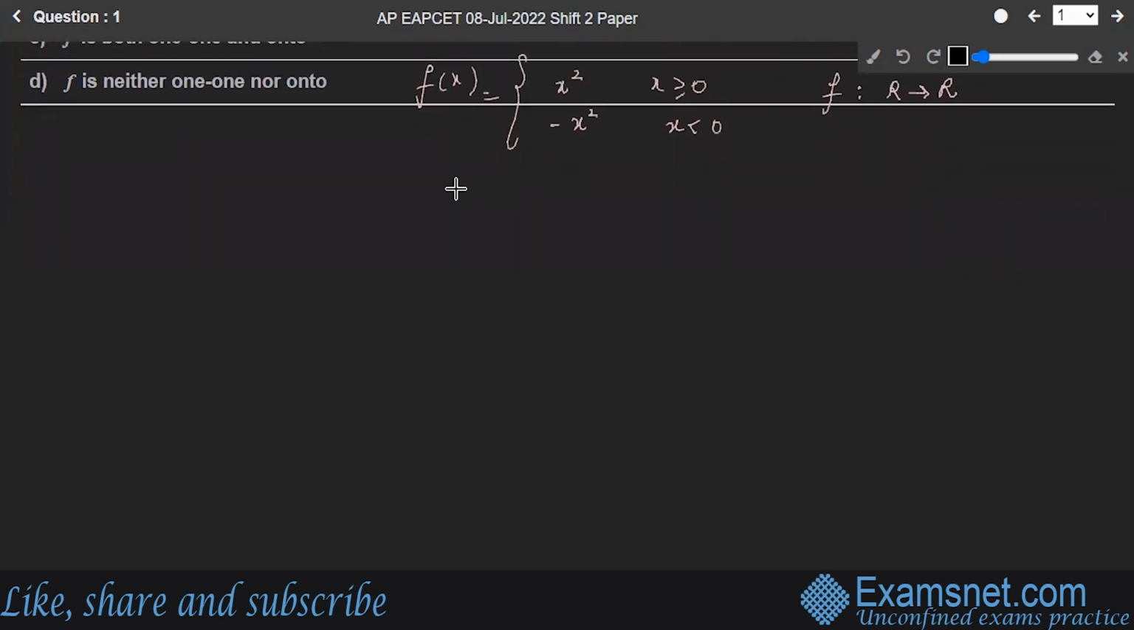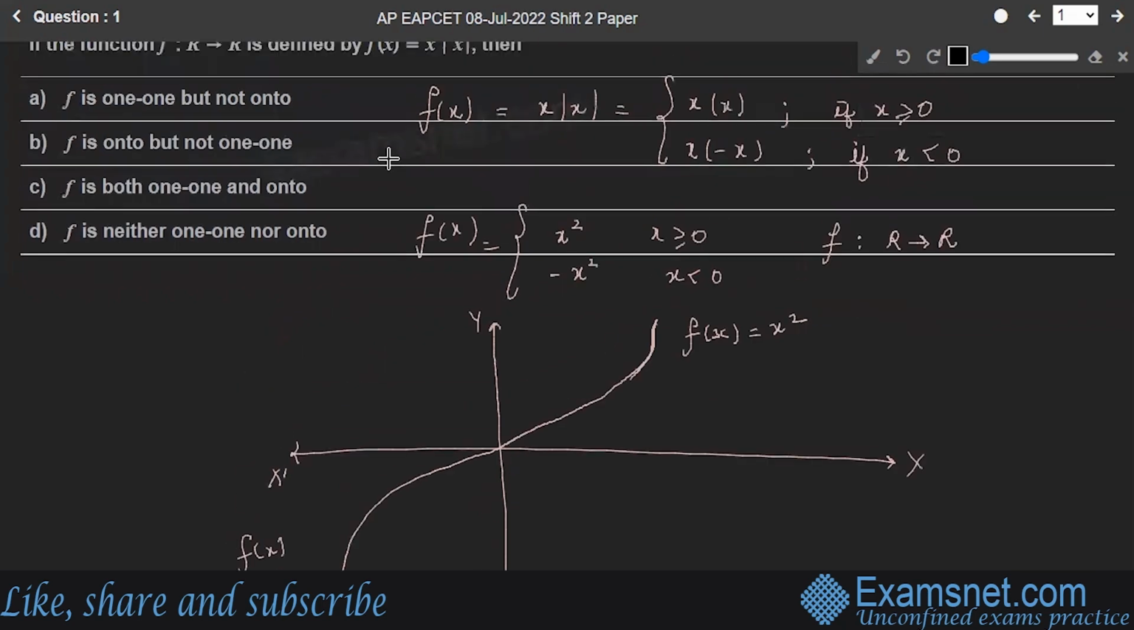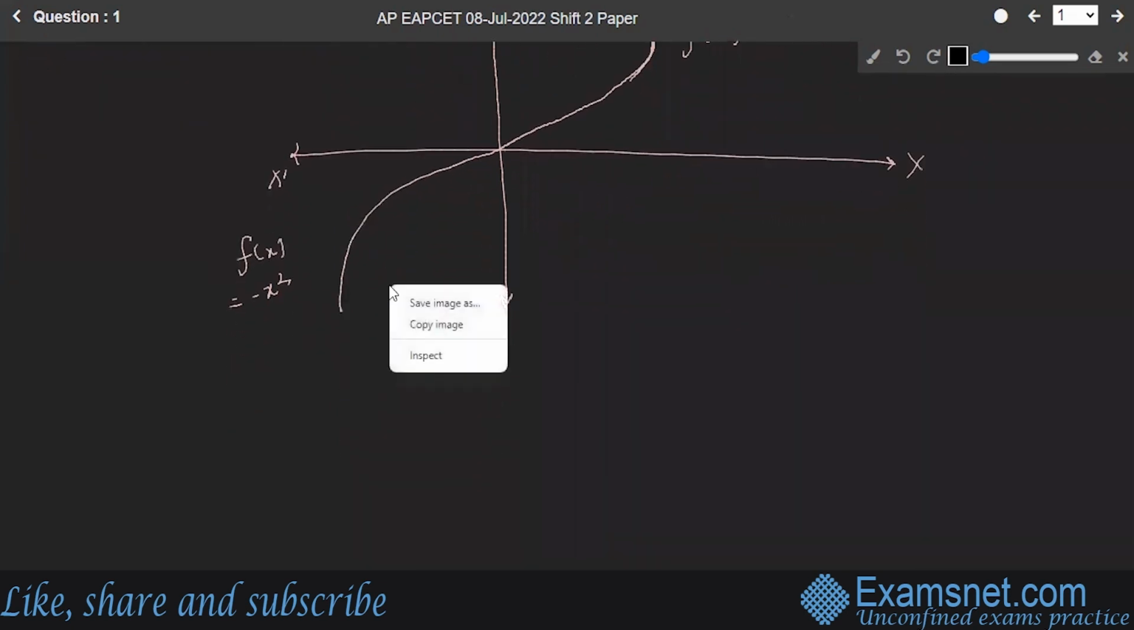Now let's plot the graph for this one. I have this. So this is your x-axis and y-axis. Let's plot the graph. It's got to be something like this. Right? So this is a continuous curve. This is the graph. This is f(x) equal to x square, and this is f(x) equal to minus x square. Right? Over here. And fine.